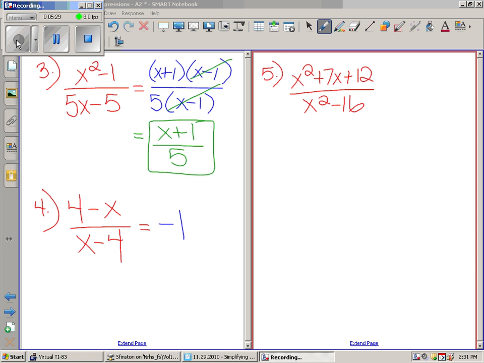Problem number 5 looks like a lot of problems on your quiz today. Lots of factoring. So here we go. But these are easy problems if you can factor.